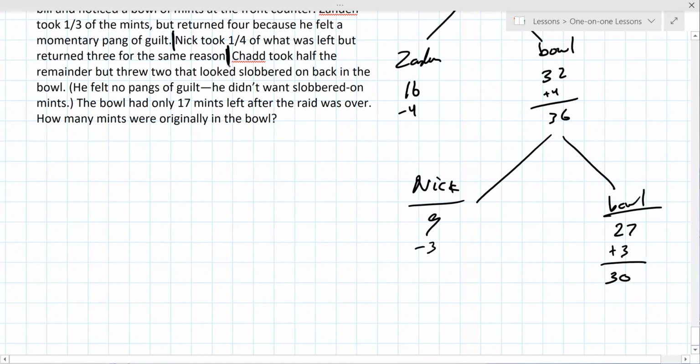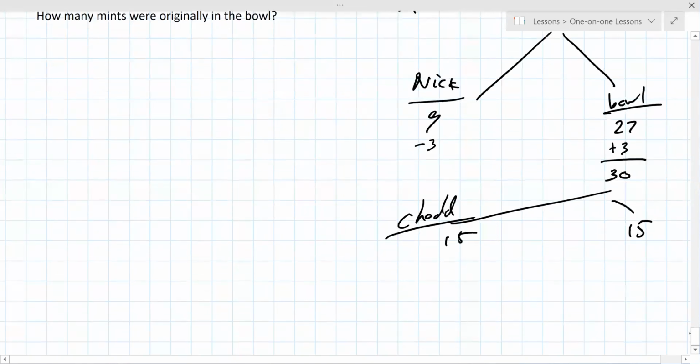Okay, now we're up to Chad. Chad took half of the remainder. So how many did Chad get? 15. How many were left in the bowl? 15. Okay. But then Chad said, oh no, I feel bad, I'm going to put 2 back. So he went down by 2, so the bowl went up by 2 to get 17 back in the bowl.